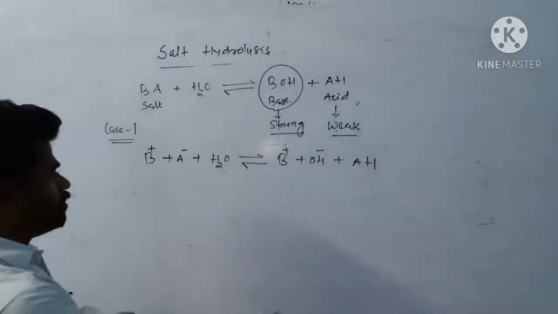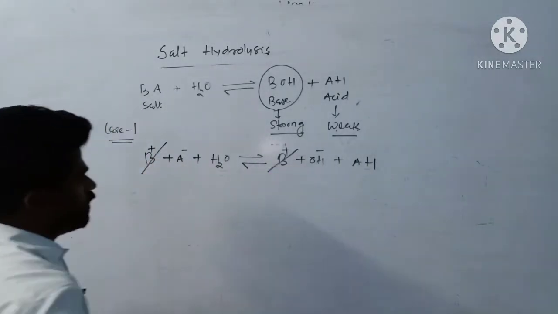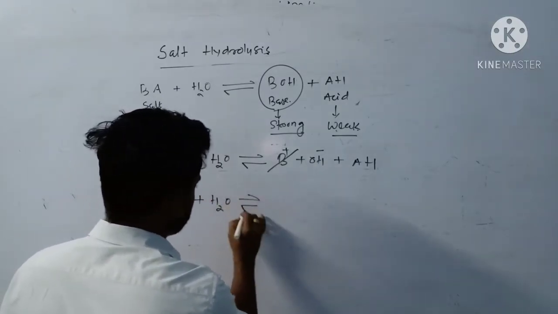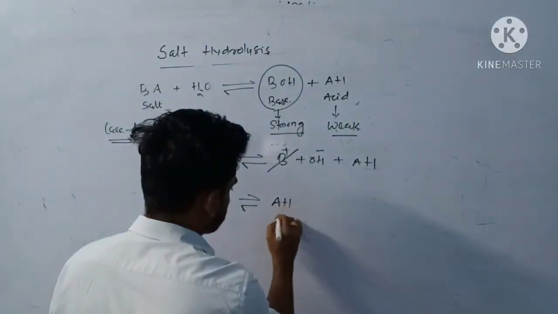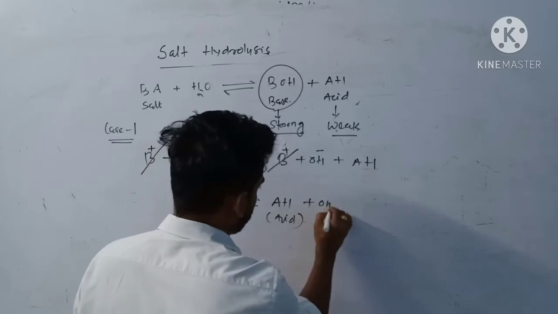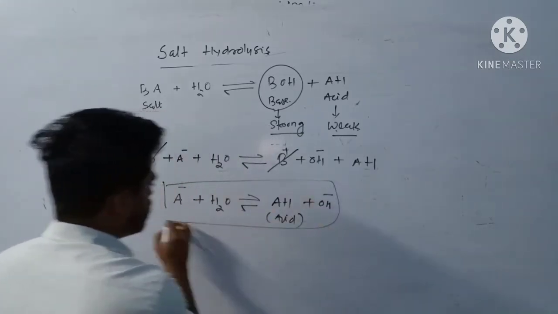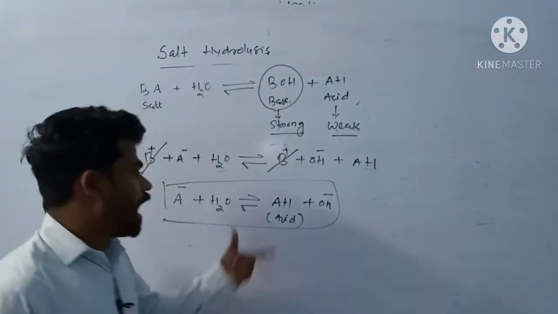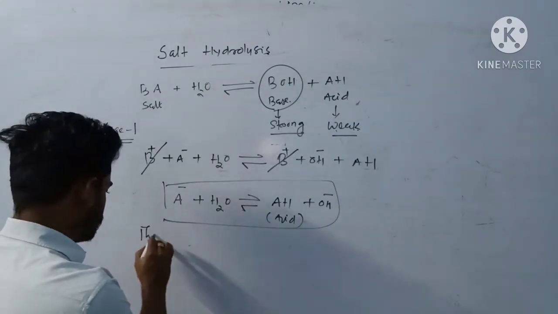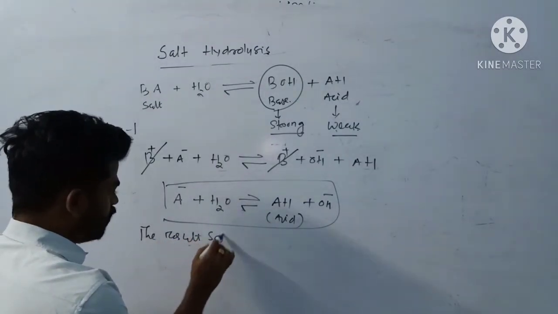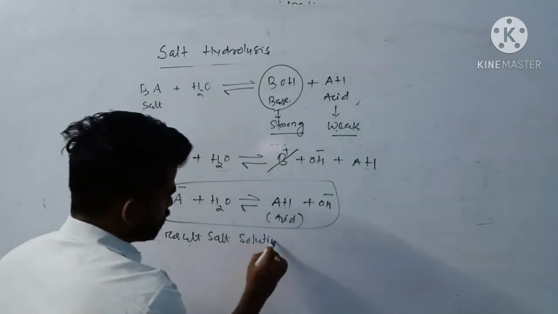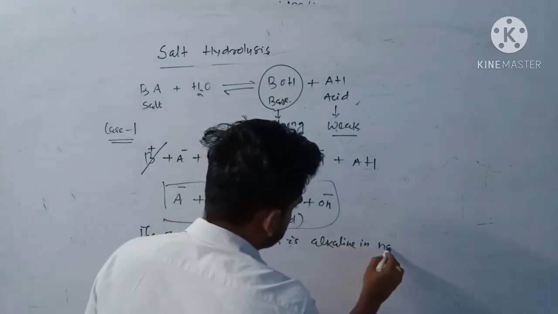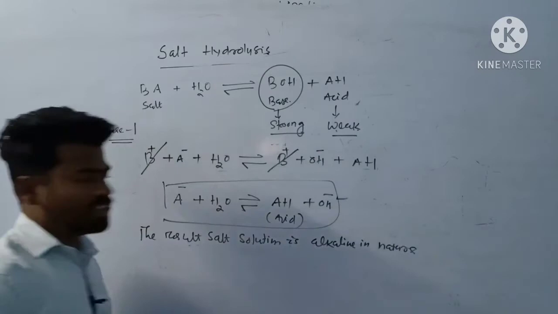Clear? Now you see on both sides this B plus gets cancelled, and the final equation is A minus plus H2O giving rise to AH, acid, plus OH minus. So what can you say over here? The resulting salt solution produces OH minus ions, so it is alkaline in nature because of producing OH minus ions.